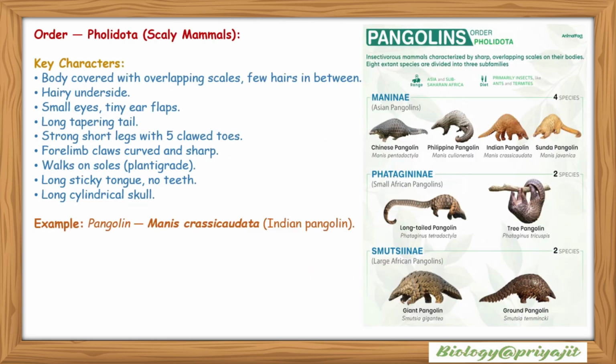Pholidota, or scaly mammals. Body is covered with overlapping scales, with few hairs in between, and a hairy underside. Small eyes, tiny ear flaps, long tapering tail. Strong, short legs with 5 clawed toes. Forelimb claws are curved and sharp. Walks on the sole, plantigrade. They have a long, sticky tongue, no teeth, and a long cylindrical skull. Example is the pangolin, Manis crassicaudata, which is the Indian pangolin. This is the image showing the pangolins or Pholidota.